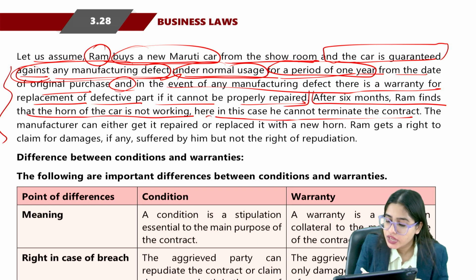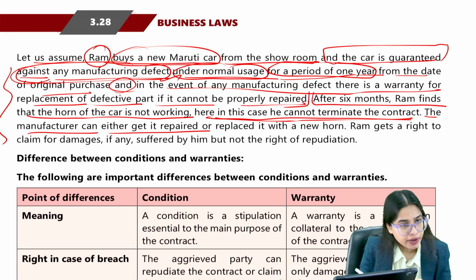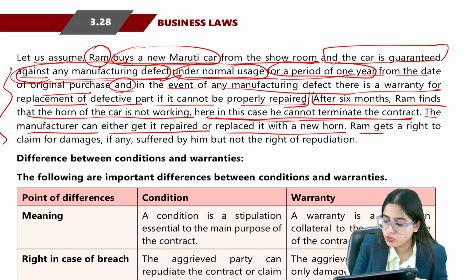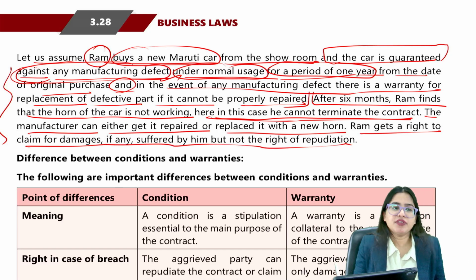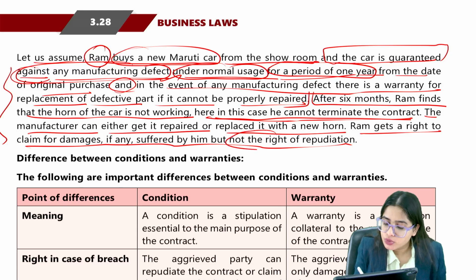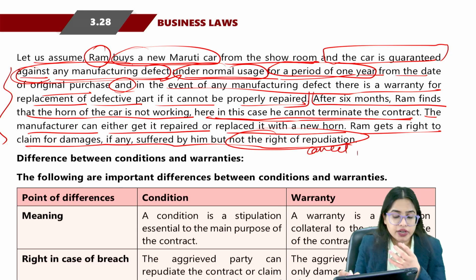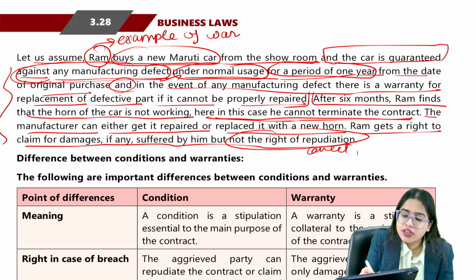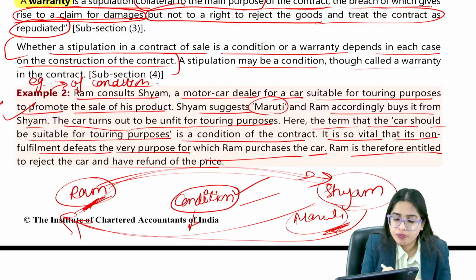So here one point is given. In this case, he cannot terminate the contract. The manufacturer can either get it repaired or replace it with a new horn. Max to max, you can get it repaired or replace it with a new horn. Ram gets the right to claim the damages, if any, suffered by him. And if he suffers any damage or loss, then he can claim the damages, but he has no right to repudiation. No right to repudiation means he has no right to cancel the contract. So this is the example of warranty, and that was the example of condition.